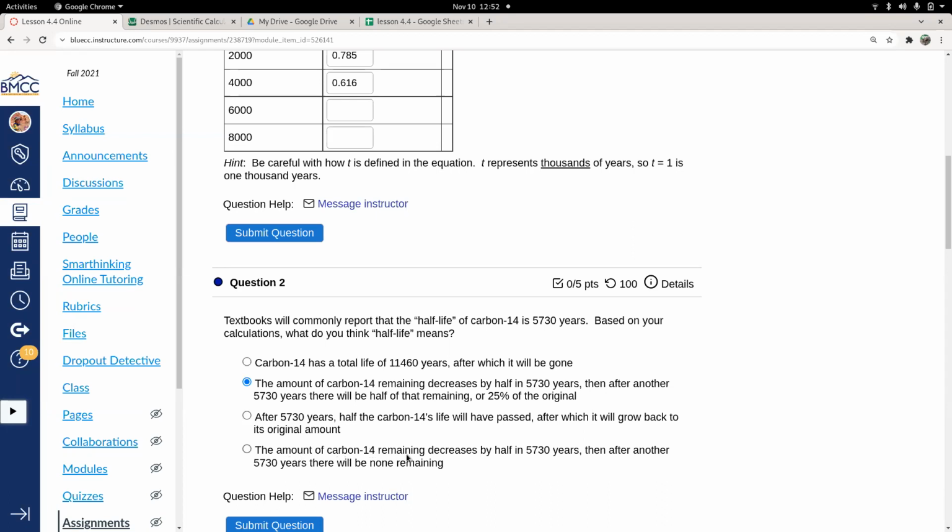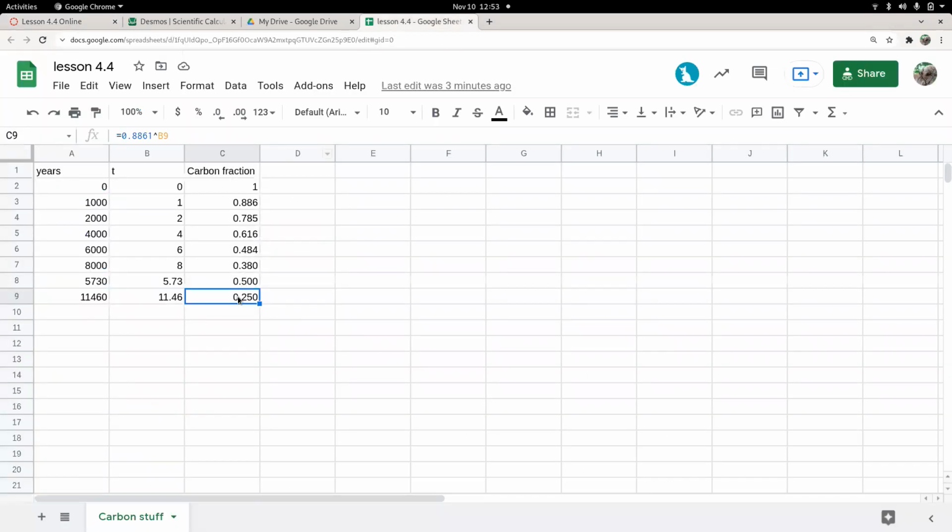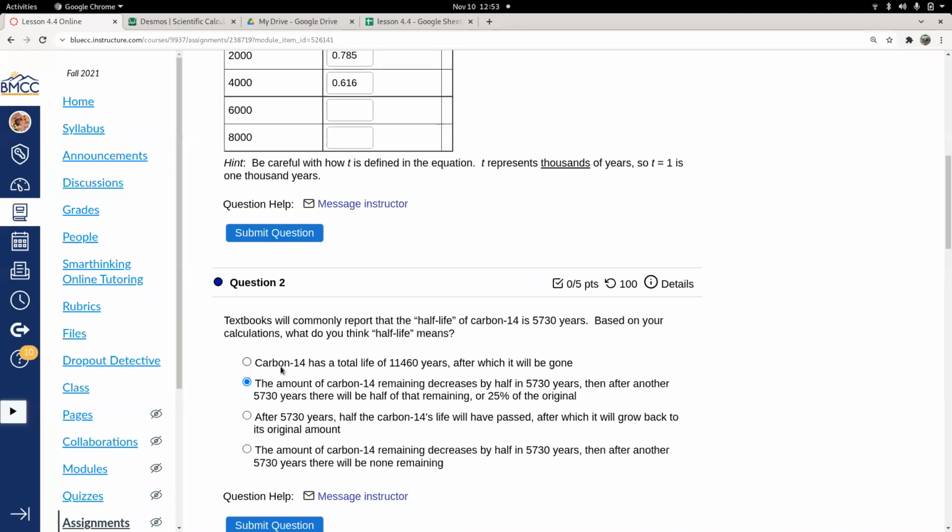The amount of carbon-14 remaining decreases by half. It did decrease by half the first 5,730 years, then another 5,730, there'll be nothing left. Is that zero? That ain't zero. That's nonsense too. So the first one is nonsense. The fourth one says the same thing as the first one with more words, and number three is just crazy talk. Now yours will be in a different order, so read yours carefully.